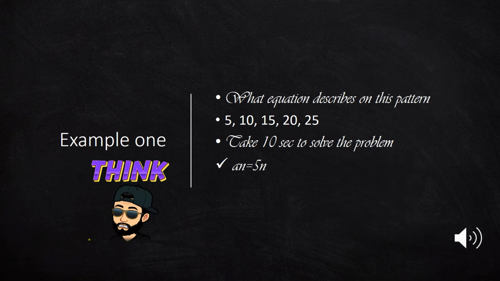Example 1. What equation describes this pattern? 5, 10, 15, 20, and 25. Take 10 seconds to solve this problem. Now, the answer is a_n equals 5n. Why? Because it's going up by 5.